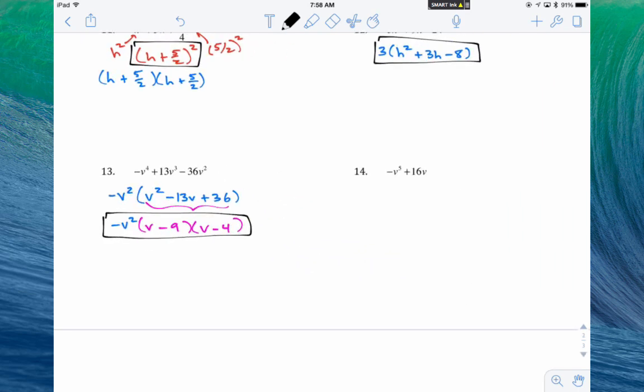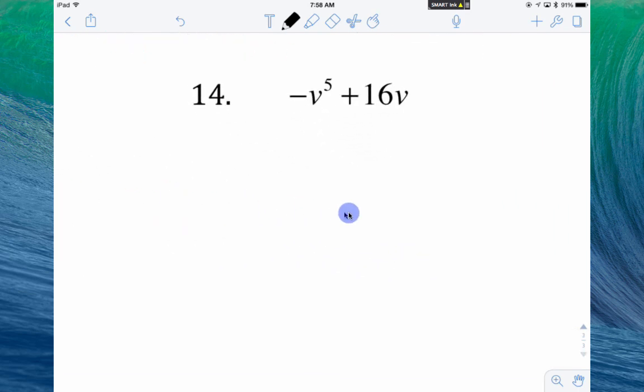Okay, last but not least, number 14. We are in standard form. Are there any common factors? Yes, a v, or even better, a negative v in this case. If we factor out a negative v, we're left with v to the 4th minus 16.